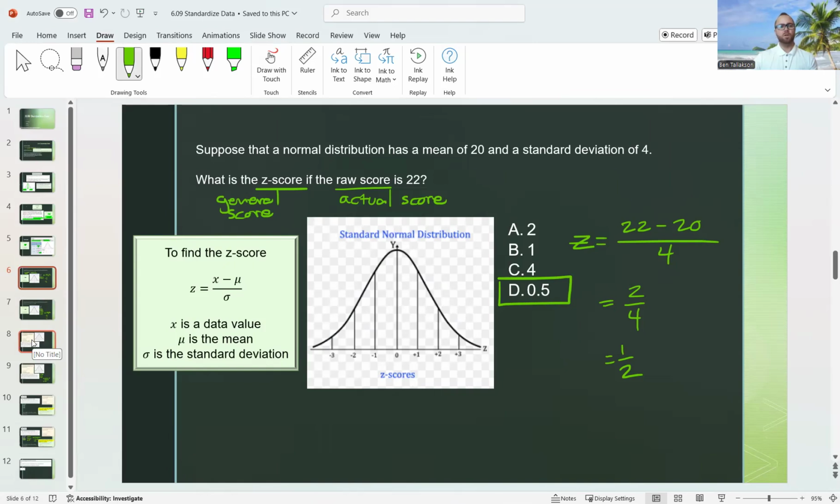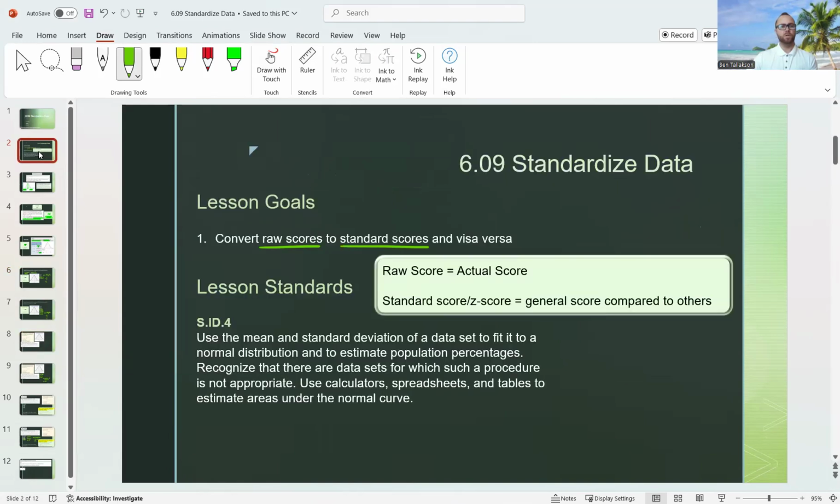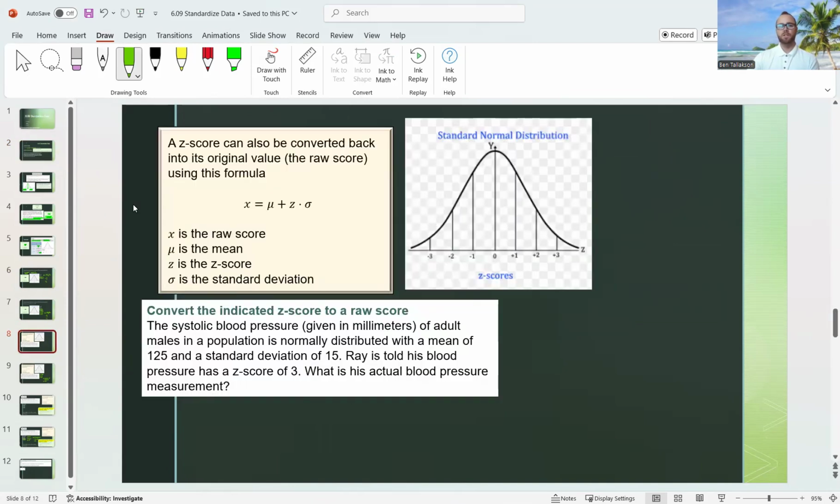Now, remember in our goals, we are aiming to convert raw scores to standard scores and vice versa. Well, here's your vice versa, solving for the raw score. Of course, then you're going to need all of these 3 parts of information. Write this down. It's a different formula to find something different, which is the raw score.